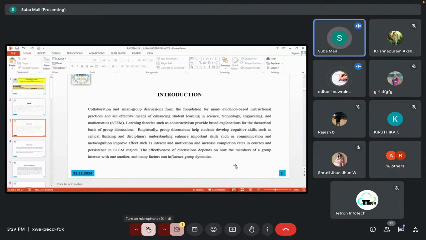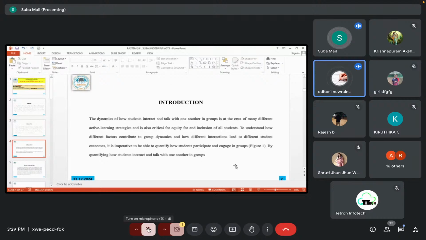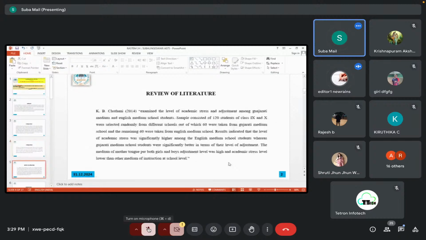The effectiveness of a discussion depends on how the members of a group interact with one another, and many factors can influence group dynamics. The dynamics of how students interact and talk with one another in groups are the crux of many different active learning strategies and are also critical for equity and the inclusion of students. To understand how different factors contribute to group dynamics and how different interactions lead to different student outcomes, it is imperative to be able to quantify how students participate in groups by quantifying how they interact and talk with one another.